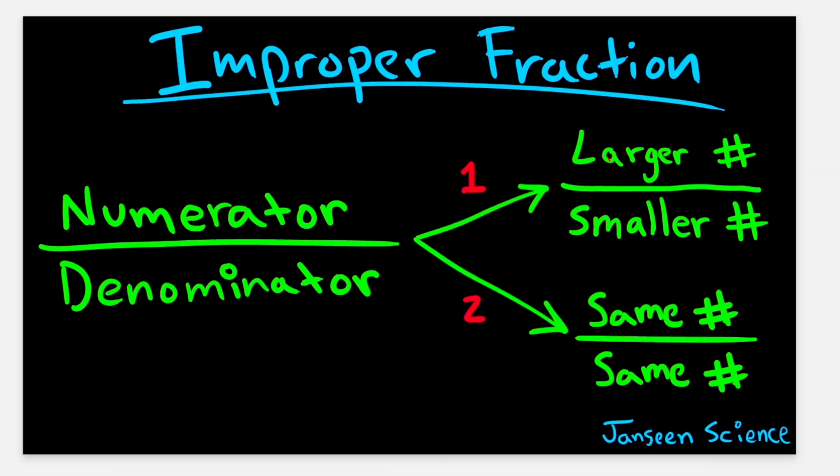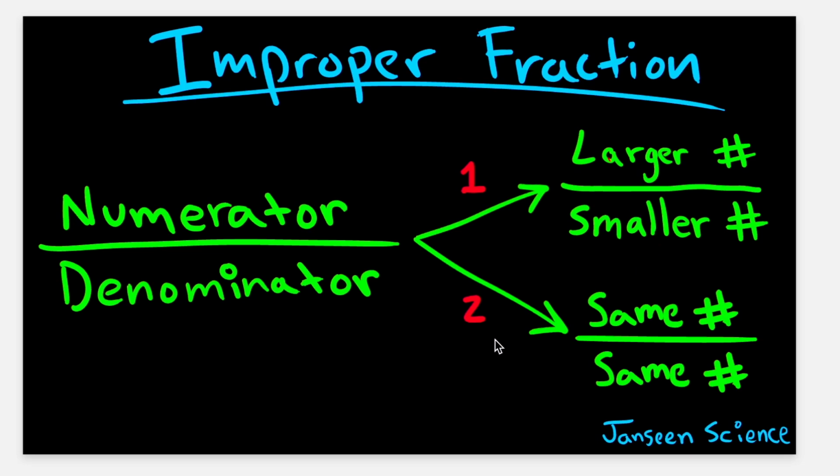Okay, now improper fraction. What is an improper fraction? Well, there are two different types of improper fractions. The first one is anytime the numerator is larger than the denominator, that is an improper fraction. So I wrote the word larger on top of the fraction here, the numerator, smaller at the bottom of the fraction here. So anytime the number on top of the fraction is larger than the number at the bottom of the fraction, that is an improper fraction.